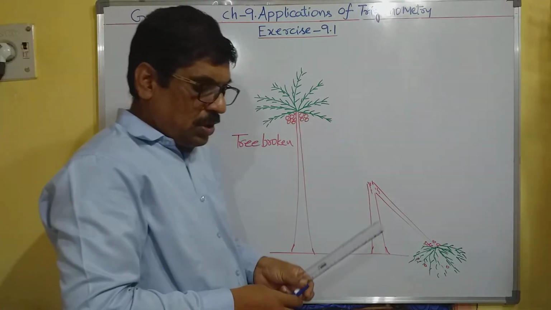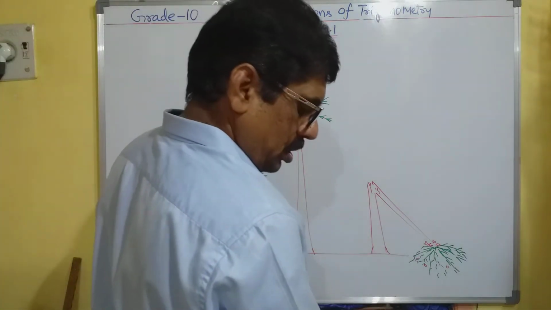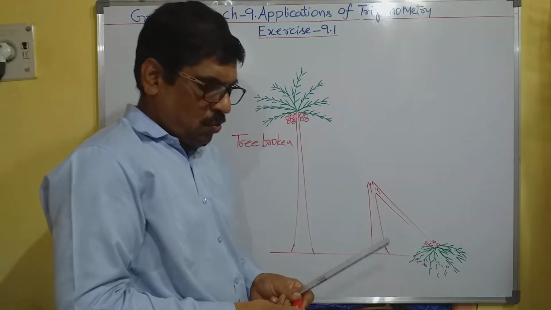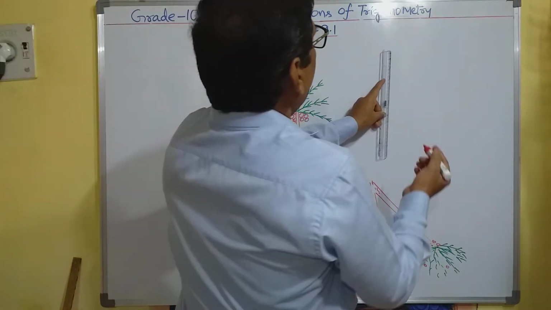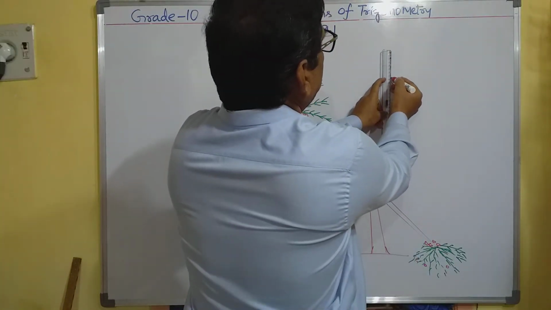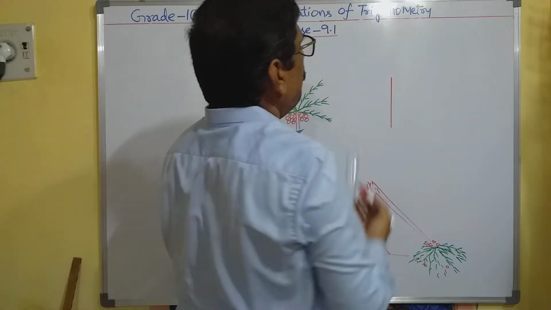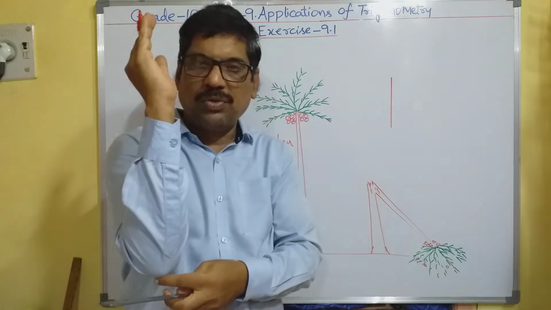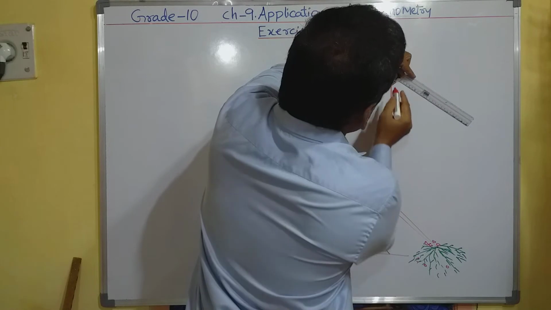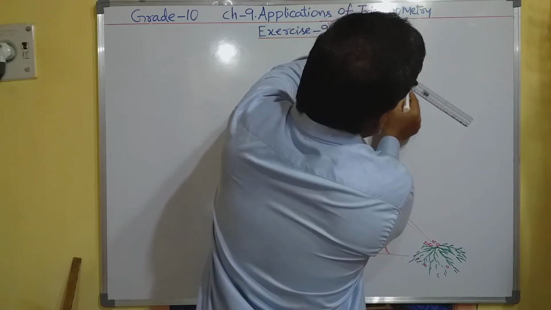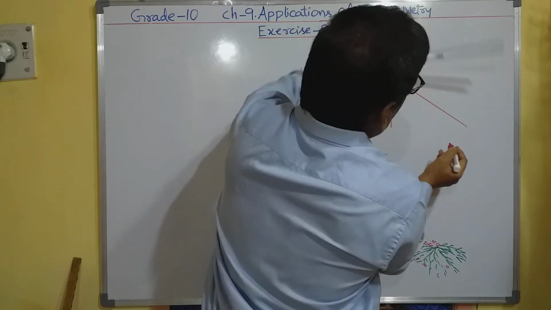Now see, let us draw a geometric picture for this data, then we can understand the problem very easily. For example, see here, this is the unbroken part which stands like this without any break. And the broken part, let us take like this, and it touches the ground at a distance here.